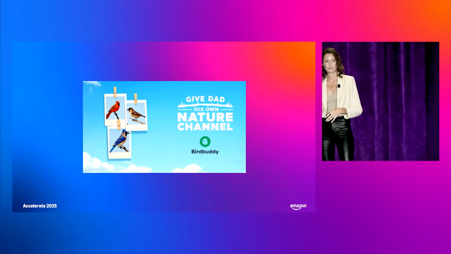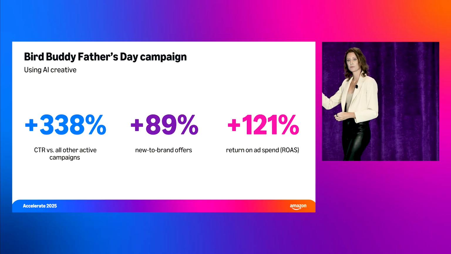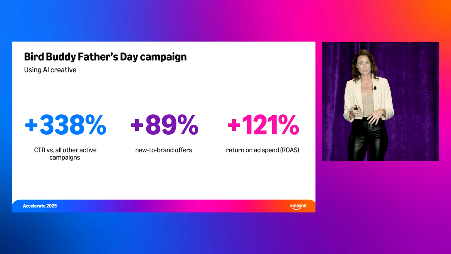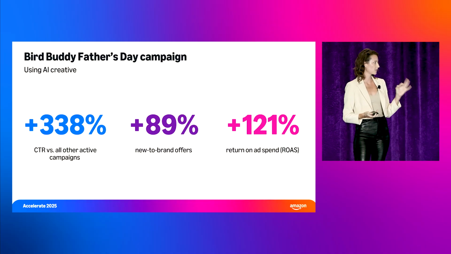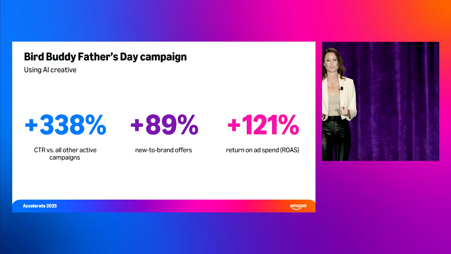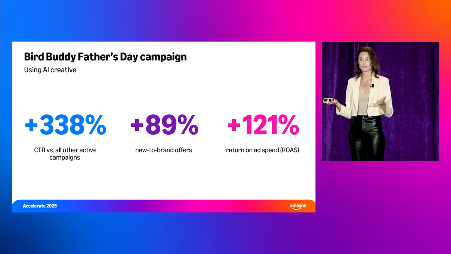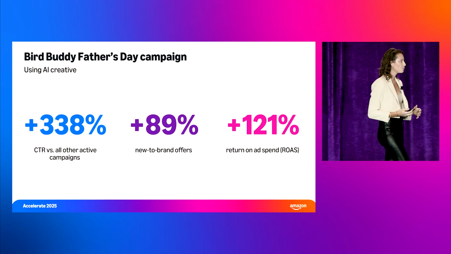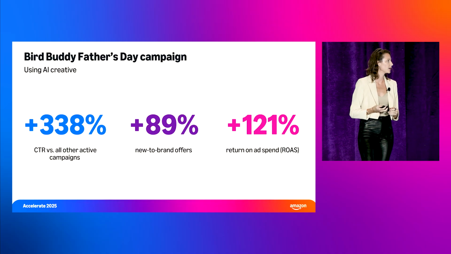Now again, all great in theory, right? This is the exact results from this campaign. Click-through rate was incredible. That was probably the metric we were most proud of, a 338% increase in click-through rate versus all other campaigns. Why? I mean, people that were searching for Father's Day keywords saw an ad that they related to. It really stood out to them because it was showing them exactly what they were searching for.